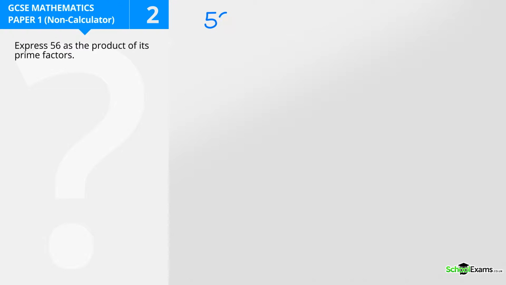Express 56 as the product of its prime factors. A prime number is a number that only has two factors. So I'm just going to do a little list of the prime factors.